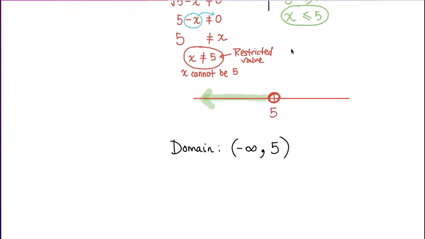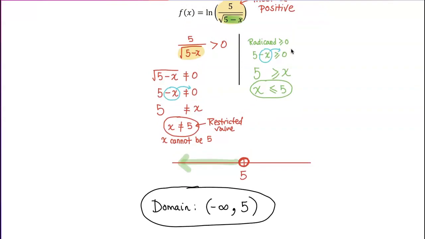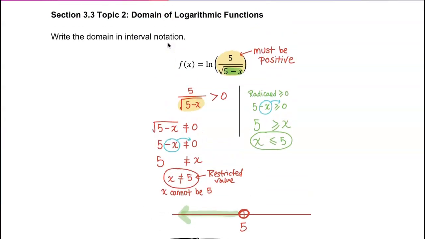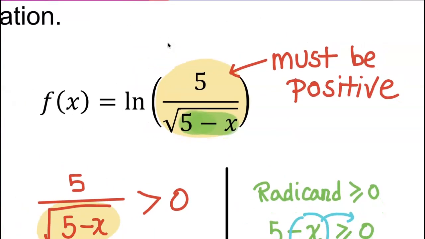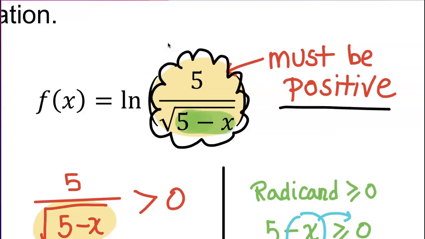So for this problem, I think this was a very challenging one because we had to remember everything from different pieces, like domain of square root function. Also, how to solve rational inequality from two different lessons that we learned in previous modules. But remember, when you are finding a domain of a log function, natural log, common log, any type of log function, make sure to set the log argument greater than 0 because they must be positive.